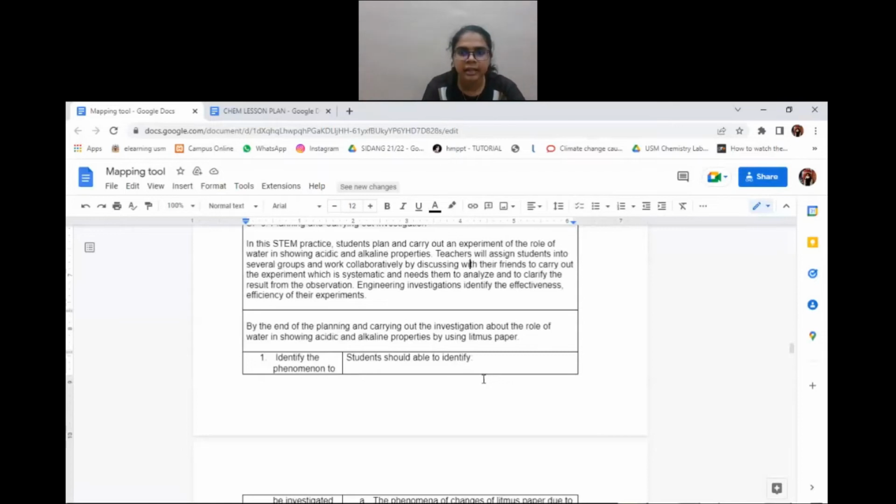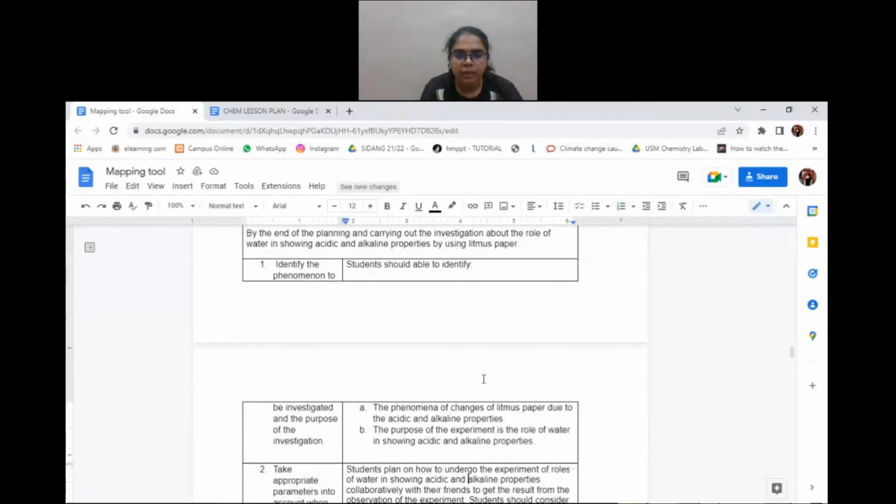Engineering investigation: identify the effectiveness and efficiency of their experiment. By the end of this experiment, or planning and carrying out this investigation, the role of water in showing acid and alkaline properties by litmus paper. Number one, identify the phenomena: students should be able to identify the changes of litmus paper due to acid and alkaline properties. The purpose of the experiment is the role of water in showing acidic and alkaline properties.